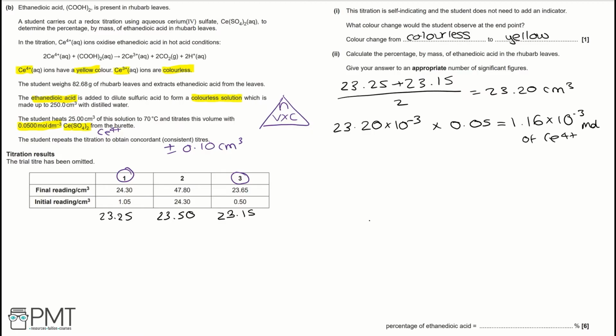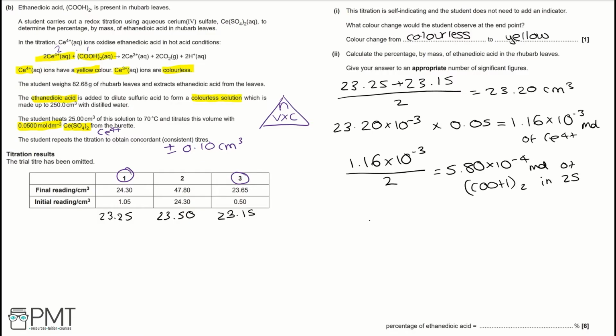We're trying to work out the moles of ethane dioic acid, so we need to look at the equation of Ce4+ to ethane dioic acid. That's a 2:1 molar ratio. So to work out the moles of ethane dioic acid, we take 1.16 times 10 to the negative 3 and divide by 2, which gives us 5.80 times 10 to the negative 4 moles of ethane dioic acid in 25 centimeters cubed. But we want the number of moles in 250 centimeters cubed, because we're taking a 25 centimeter cubed sample, but overall we have 250 centimeters cubed. So we have a factor of 10 we need to account for.